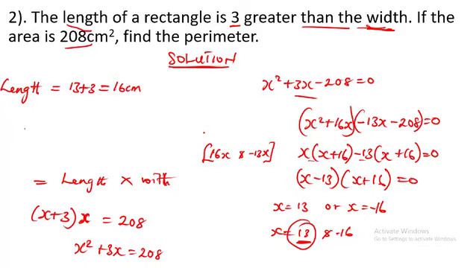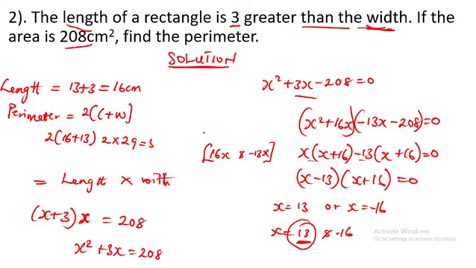And then for the perimeter is equal to 2 into L plus W, where L is our length and W is our width. So 2 times length plus W, that is the value of the perimeter. And then that will give us 2 into 16 plus 13, which is 2 times 13 plus 16 will give us what? 29, which will give us 58 cm.